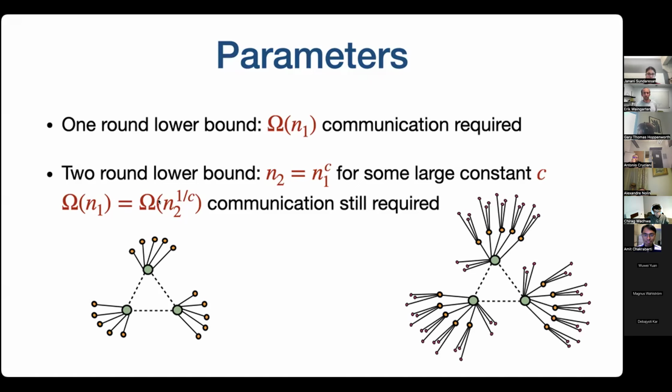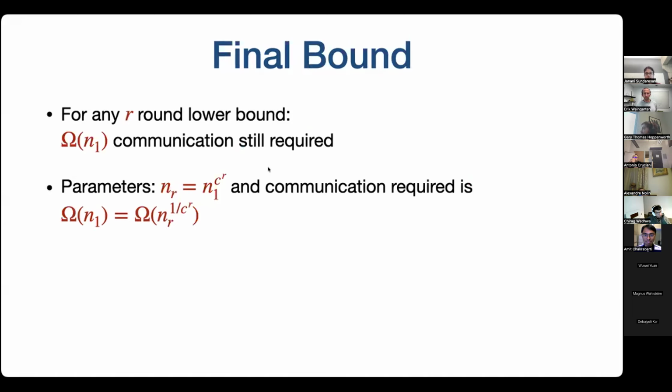And this is going to be n2 to the 1 over c, if c is whatever constant you're blowing up by. And if you continue this all the way till r, nr is going to be the total number of vertices for the r round instance. This will have n1 to the c to the r kind of relationship to n1, and the lower bound is still going to be n1, which is nr to the 1 over c to the r.